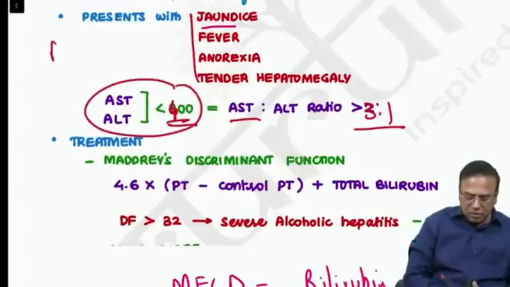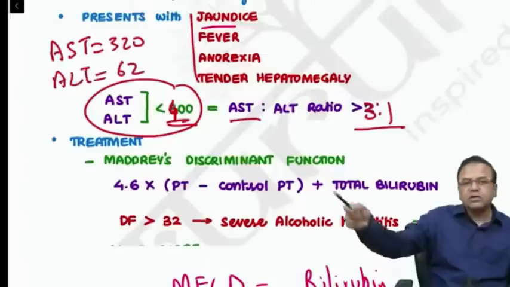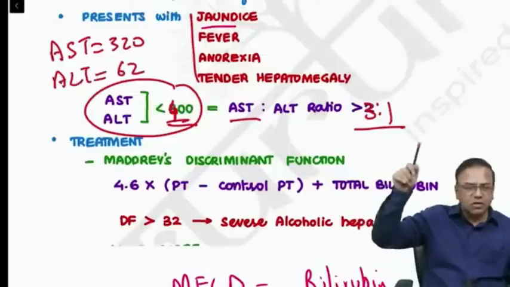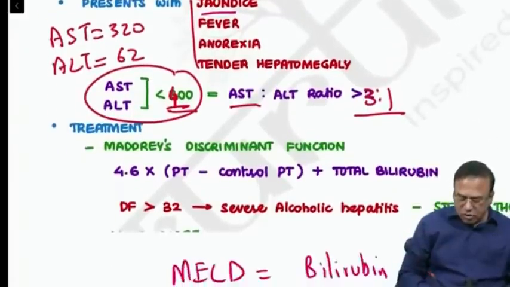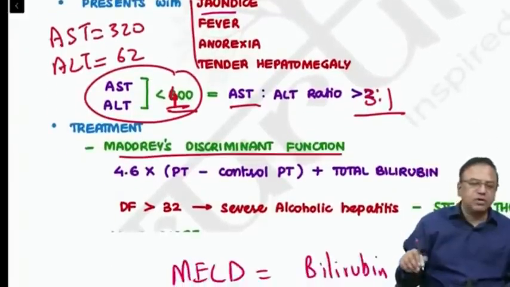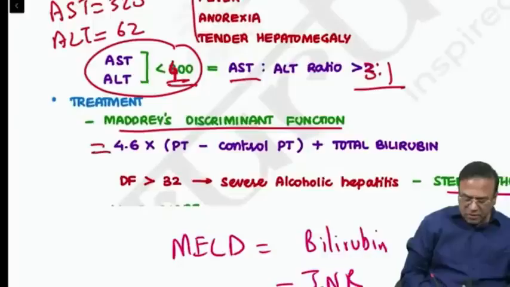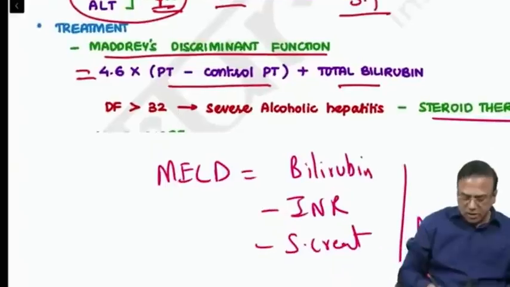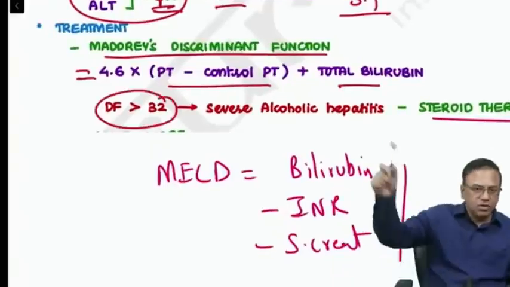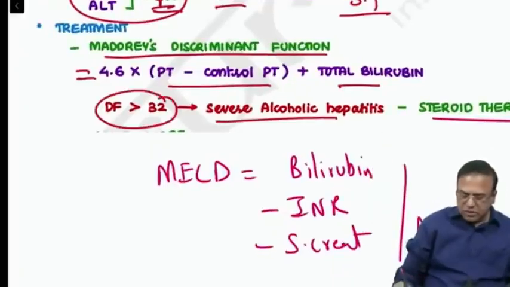Typically the MCQ will tell you AST is around say 320 and the ALT is around 62. Notice the AST to ALT ratio is more than 3:1. When you see these patients, you want to calculate something called Maddrey's discriminant function. The formula is 4.6 times the difference in PT plus bilirubin. If the sum is more than 32, this patient has to be started on steroids.